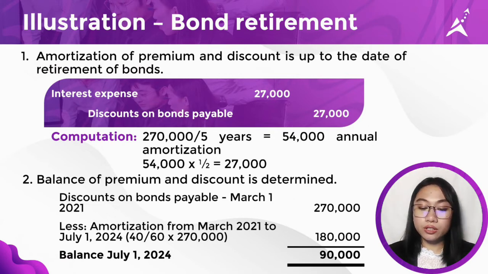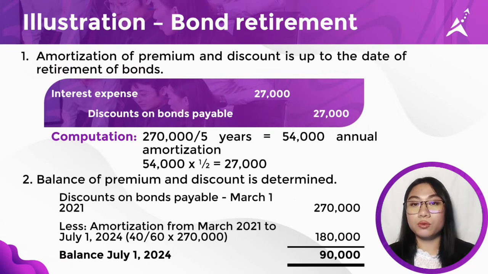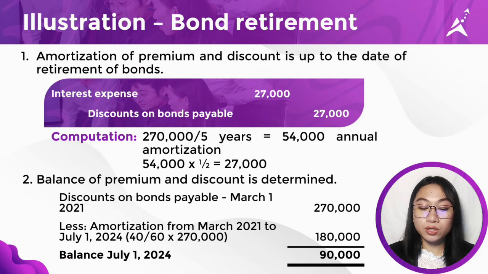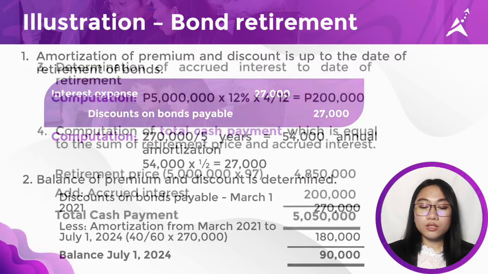For our next step is to determine the balance of premium or discount. Now, we have discounts on bonds payable on March 1, 2021, which amounted to 270,000. And then we will subtract amortization from March 2021 to July 1, 2024, which is 180,000. And then it will be equal to 90,000. So, yun na yung balance natin for July 1, 2024.